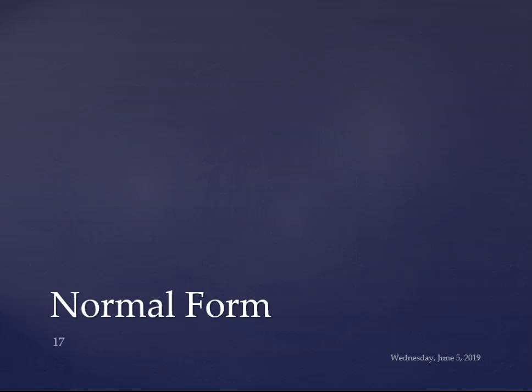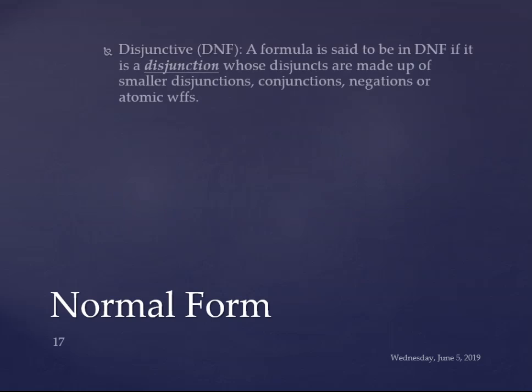Just to review, there are different ways of expressing normal form, and the one that we're the most familiar with is disjunctive normal form. A formula is in disjunctive normal form if it is a disjunction, and the disjuncts are made up of conjunctions, negations, or atomic well-formed formulas. So basically no arrows allowed, and that's a good thing. It's a nice form to have, especially when you're using digital circuitry, because there aren't any arrows allowed in digital circuitry. So we're going to be making use of normal form.